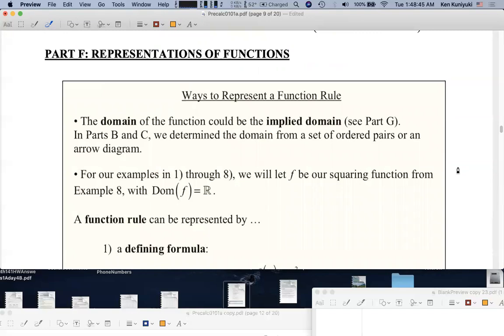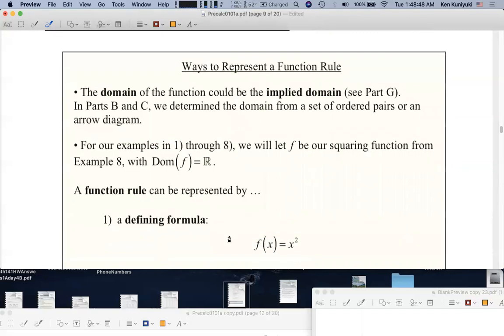Next, various ways that we can represent functions, aside from a defining rule or formula.